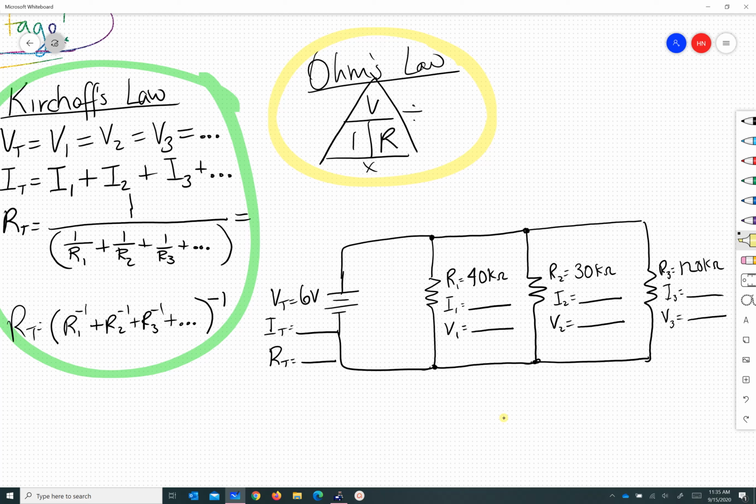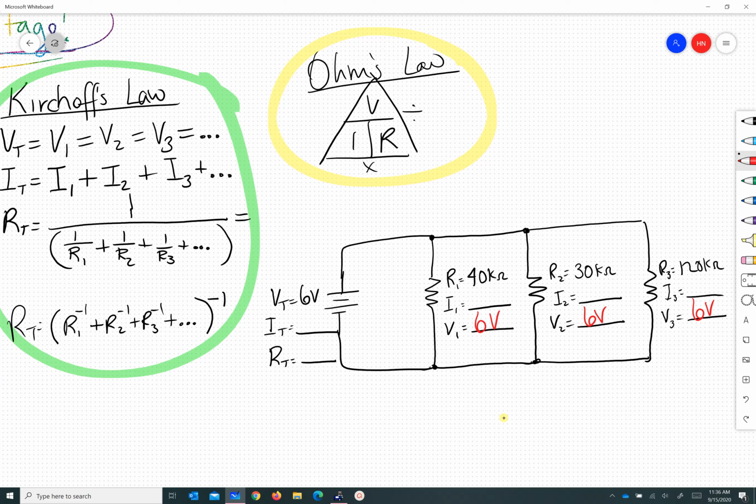Now let's look at Kirchhoff's law. Start from the top. Voltage total is the same everywhere. Hey, look at that. I know my total voltage is 6 volts. So I know that the voltage everywhere is also 6 volts. So I can fill this in that all of these values happen to be 6 volts. Look at that. We got 3 blanks already filled out.